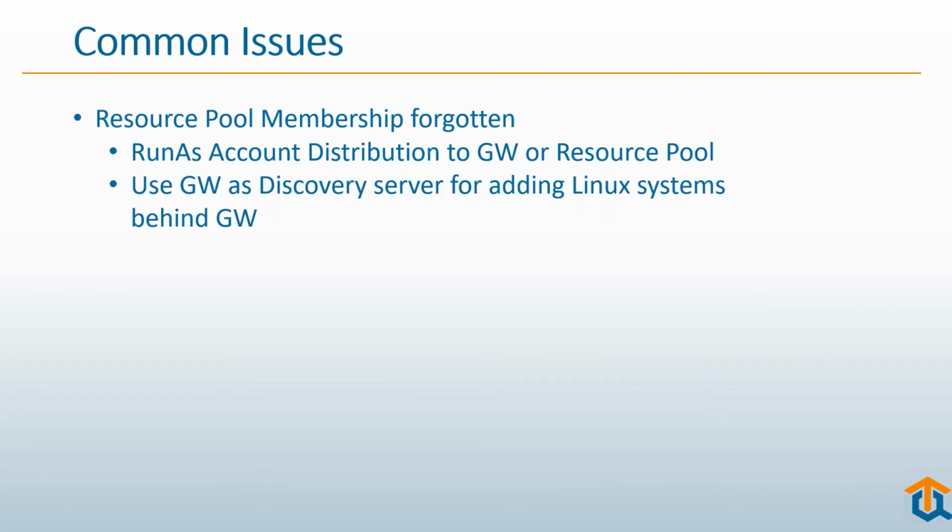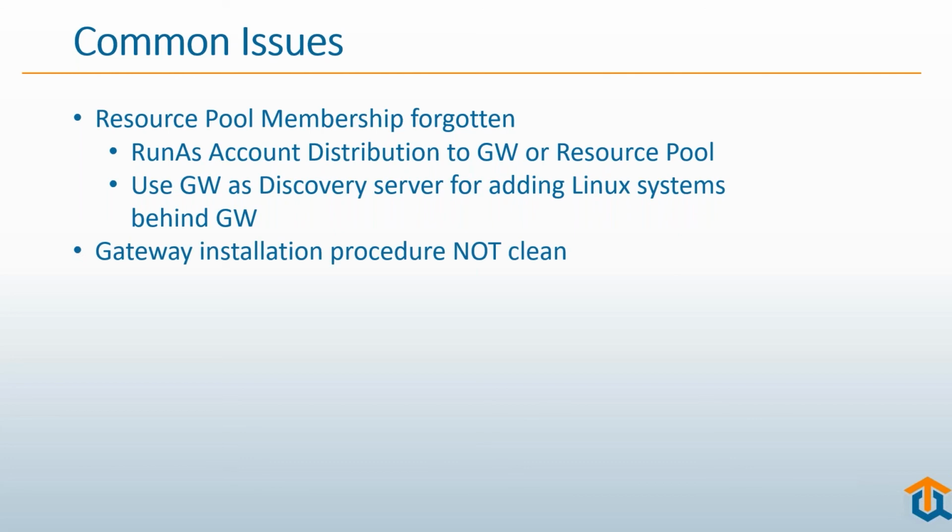Another common issue is when you are discovering new Linux systems which are behind the gateway and you are not selecting the gateway as the discovery server. Likely only the gateway has connectivity using SSH to that Linux server through the firewalls. So you need to make sure that once you run the discovery wizard, you select the gateway as the discovery server for that Linux system.